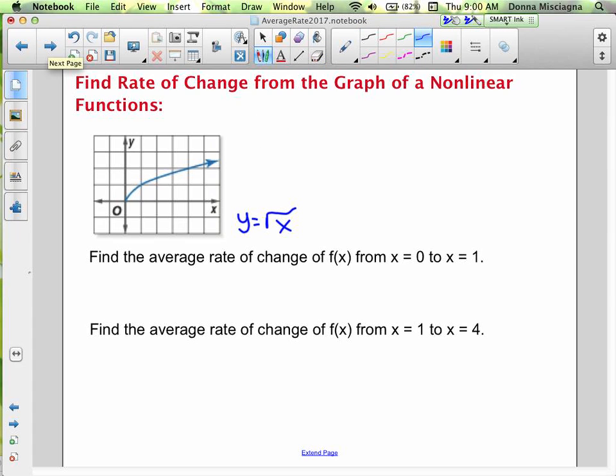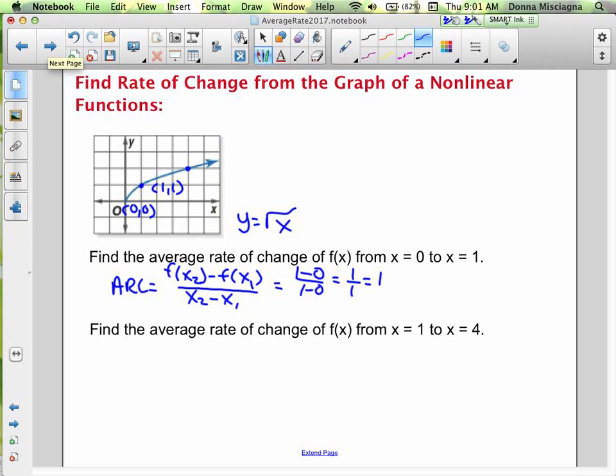All right, so the average rate of change from 0 to 1. 0 is at (0, 0), and 1 is at (1, 1). So our average rate of change is going to be the change in the y coordinates, the change in the value of the function over the change in x. So that's going to be 1 minus 0 over 1 minus 0, which is 1 over 1, or 1. So we have a slope of 1 for the secant line connecting those 2 points.